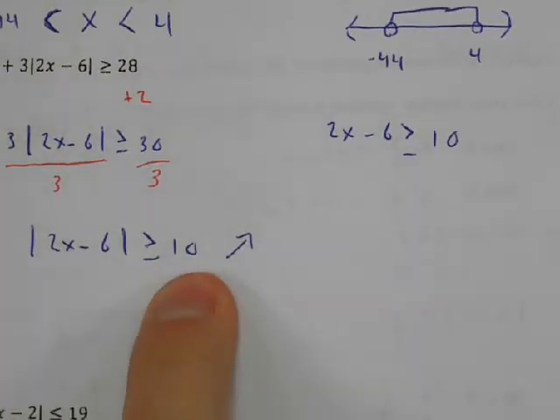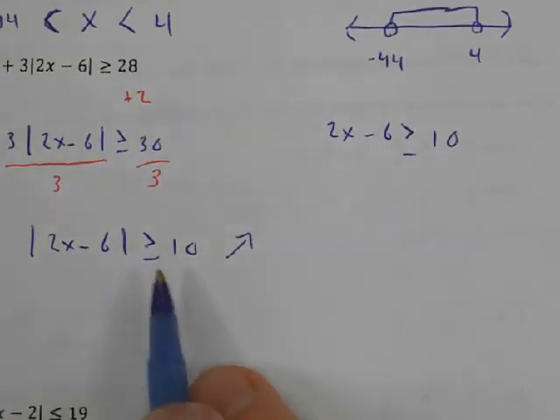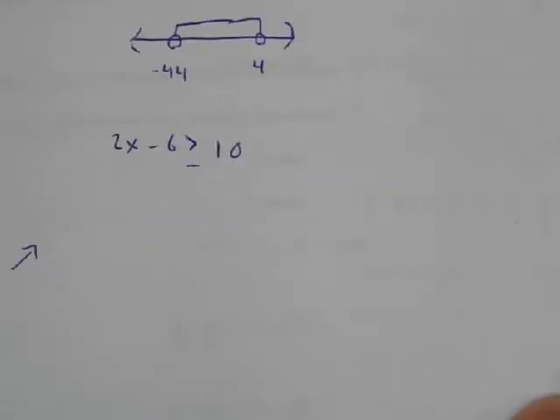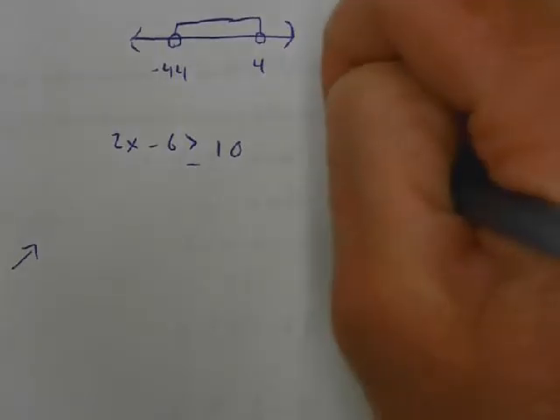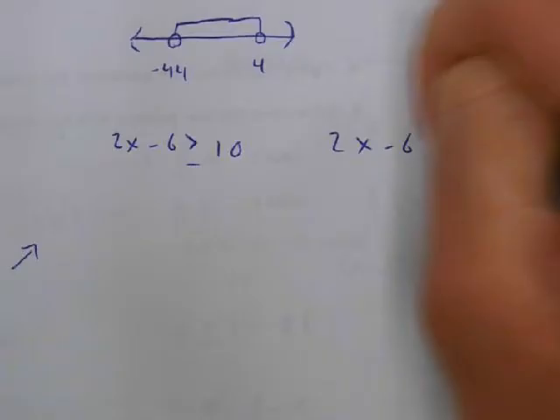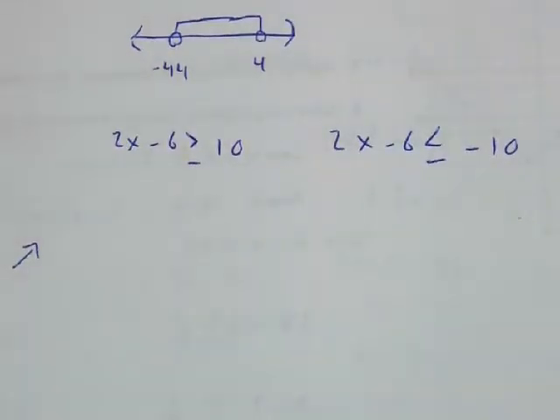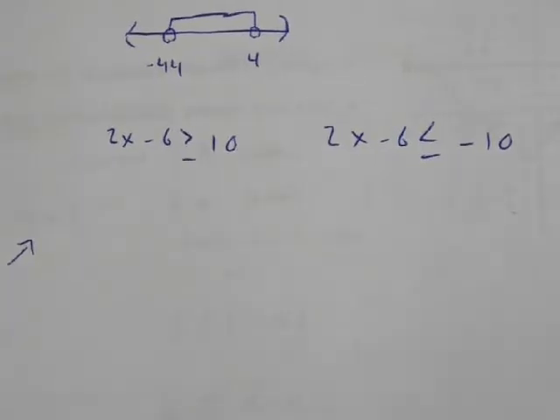In other words, when we set up our second equation, I want to do 2 things. I want to flip the sign and make my answer negative. So my second equation, we're going to scoot it over here, is going to be 2x minus 6 is less than or equal to negative 10. And those are going to give me my 2 sets of answers. Okay? All right, so let's solve these.